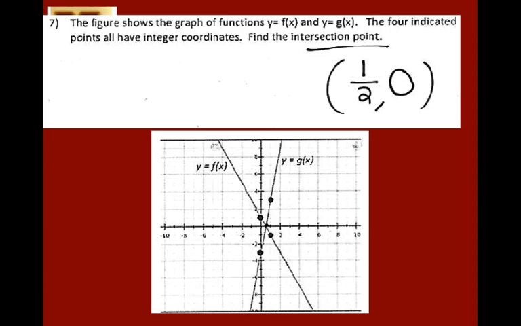If you're looking for the intersection point, that's it. You're just looking to see where they cross. And to me, it looks like it crosses at (1/2, 0). So that's what I put.